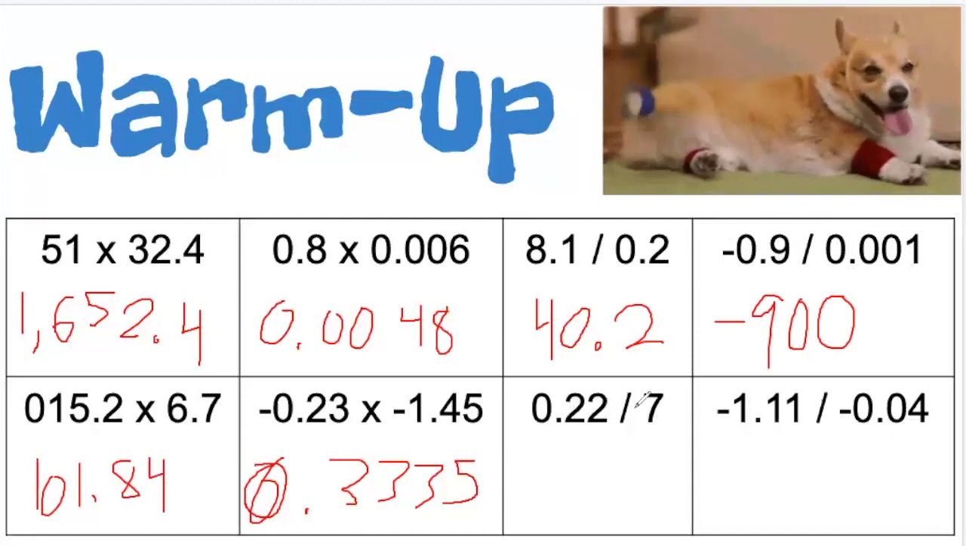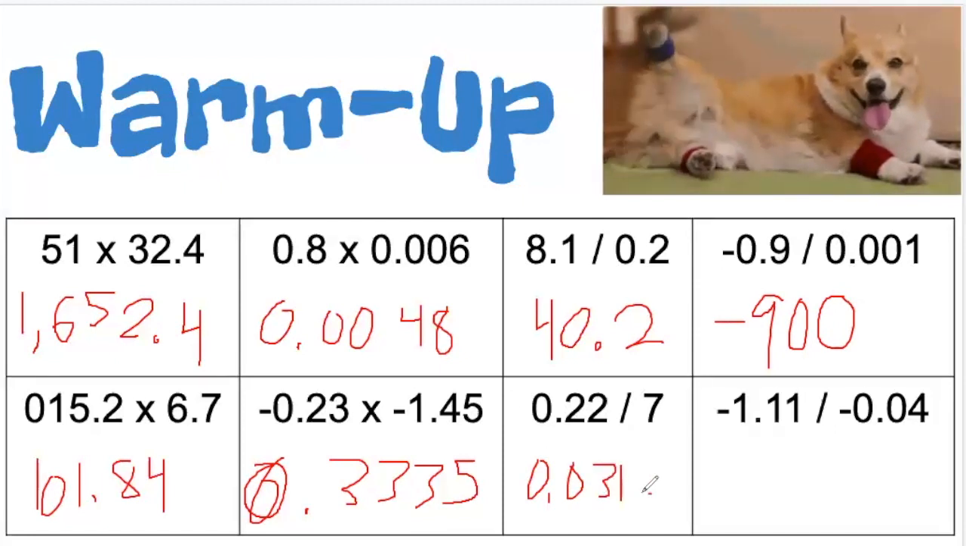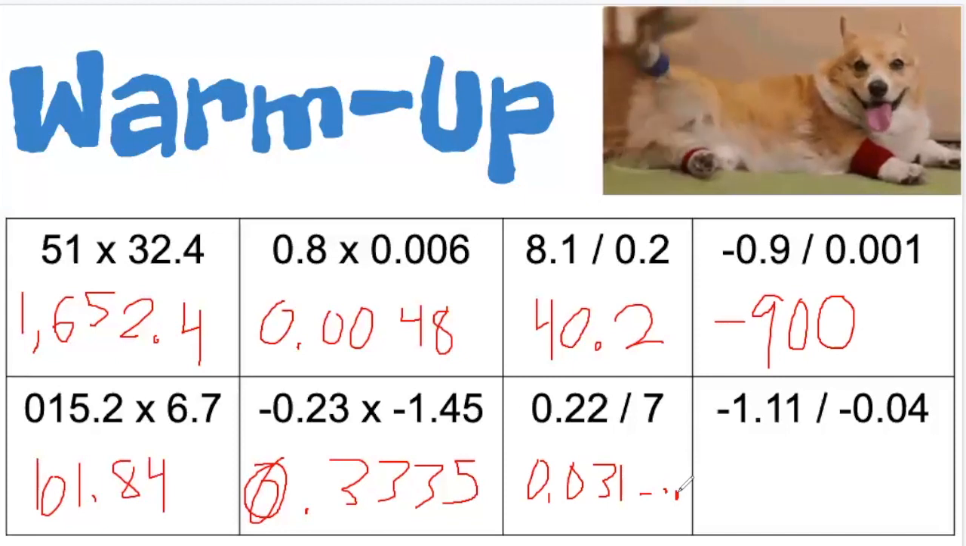Next, 0.22 divided by 7. They're both positive, so our answer is going to be positive. And that is a 0.031, and there's like a lot of stuff after that, so you can just round it there. So again, that makes sense. Like you can't really get a 7 out of 0.22, so you're getting like a part of that 7.